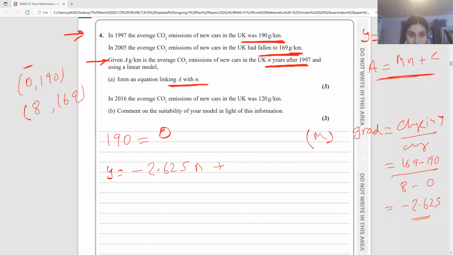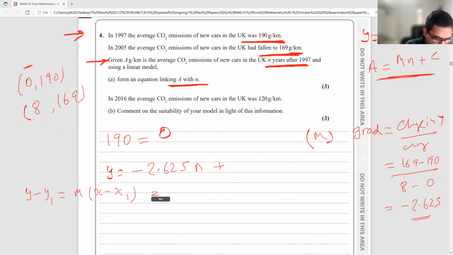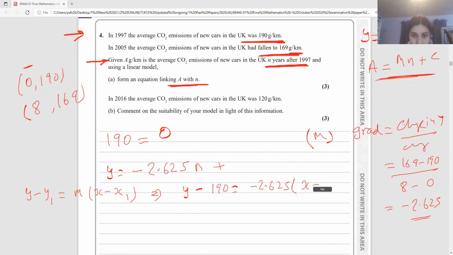I just substituted it into y minus y1 equals m times x minus x1, using the point 0 and 190. That is good. So I can go by y minus y1 equals m bracket x minus x1. So carry on, please, Sarah. What is the y1? y minus 190 is equal to minus 2.625 brackets x minus 0.